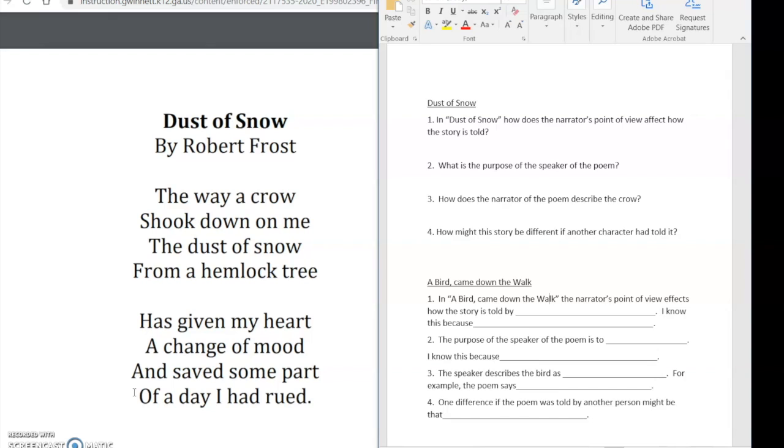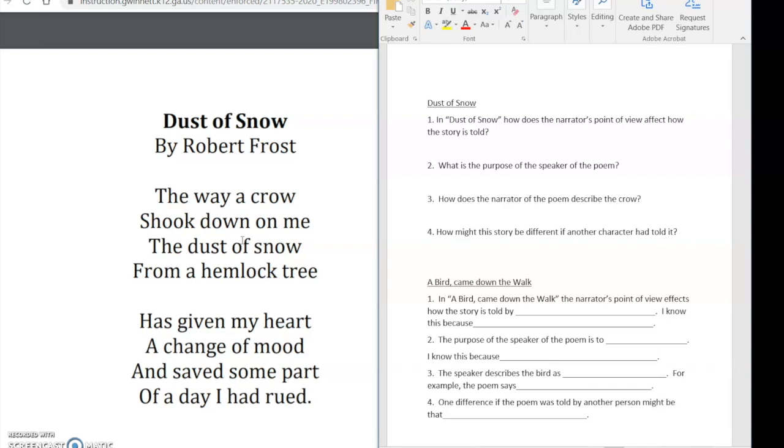Okay, so let's talk a little bit about what's happening here. It seems like our speaker is walking along somewhere, doesn't really tell us where, but there's a crow that is in a tree. A hemlock is just a kind of tree. So there's a crow that's sitting in this hemlock tree, and apparently it moved or caused the branch to drop down some snow that's stuck on the tree.